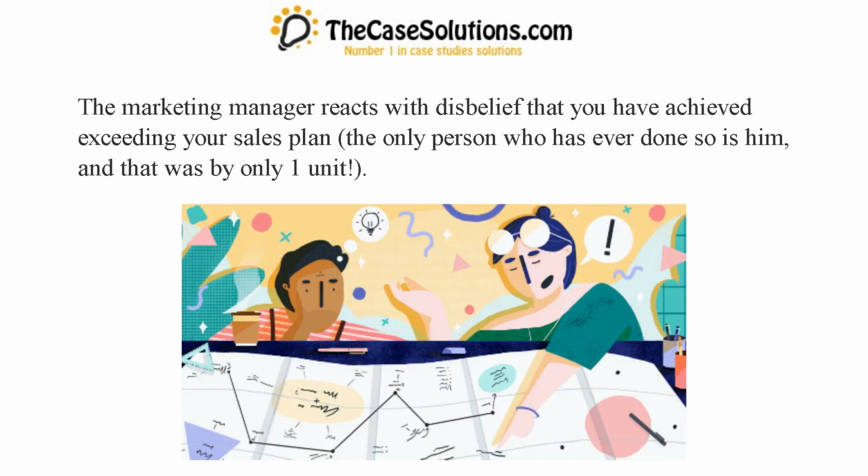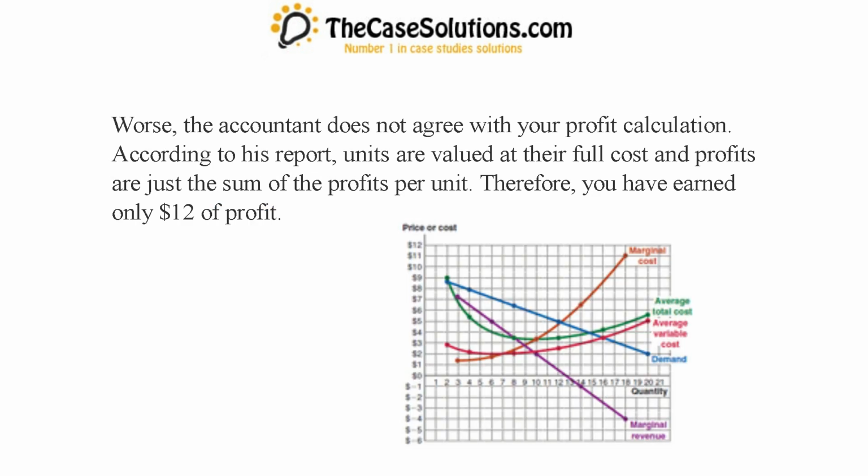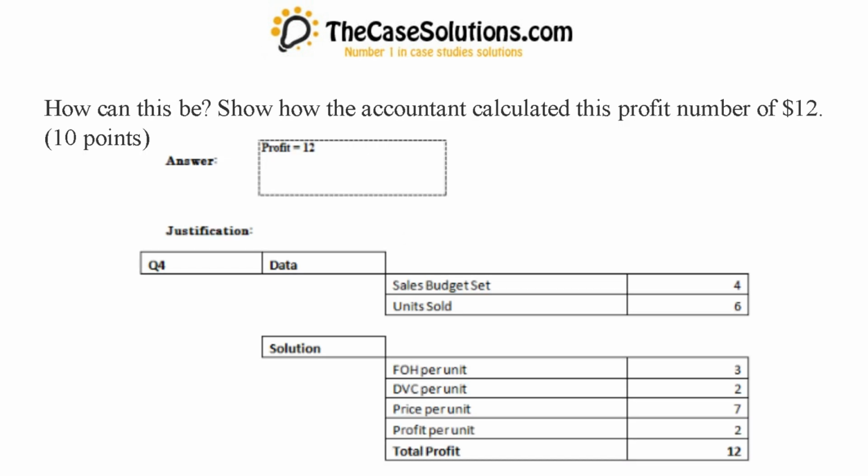The marketing manager reacts with disbelief that you have achieved exceeding your sales plan. The only person who has ever done so is him, and that was by only 1 unit. Worse, the accountant does not agree with your profit calculation. According to his report, units are valued at their full cost and profits are just the sum of the profits per unit. Therefore, you have earned only $12 of profit. How can this be? Show how the accountant calculated this profit number of $12.